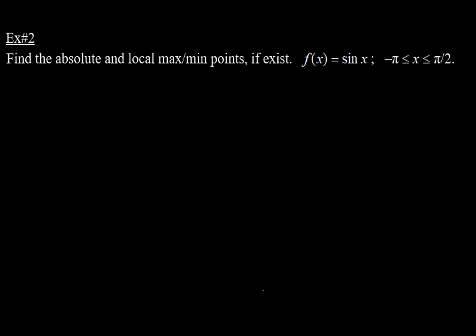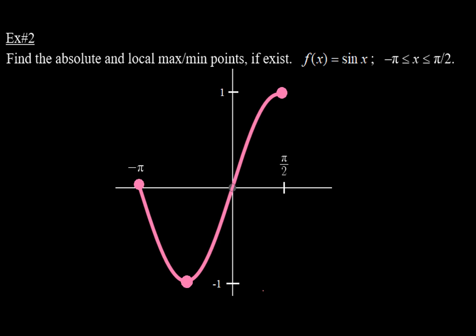So let's take a look at this function here. Sine of x as x goes from -pi to pi over 2. It helps to look at a graph, so let's create a graph. And then let's identify our absolute and local maximum and minimum points. So first of all, I can identify right here, I have an absolute max, and I also have a local max. And that's at this point, pi over 2 and 1.